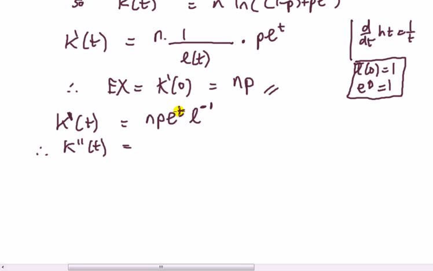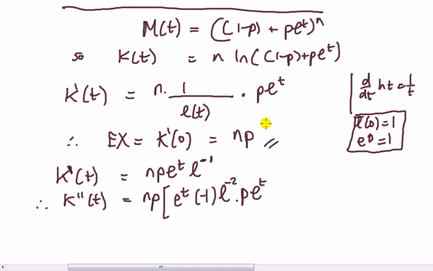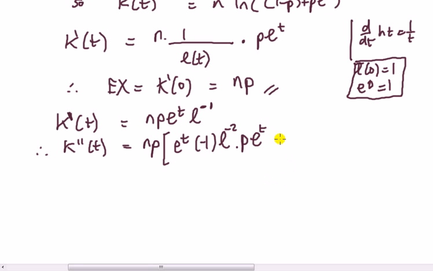So let's differentiate. Let's write this first. Well, n p is a constant, so it comes out of the brackets. Then e to the t, and then the derivative of L to the minus 1: bring down the power, minus 1, L to the minus 2, and then the derivative of L with respect to t, that's p e to the t. Next, we write down this, which is a function of t, and look at the derivative of e to the t with respect to t, as itself there.